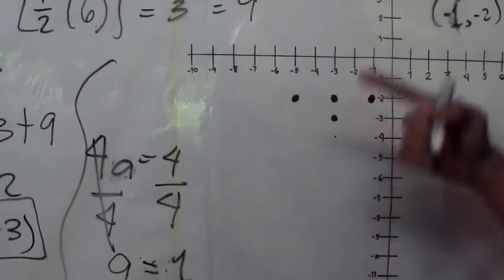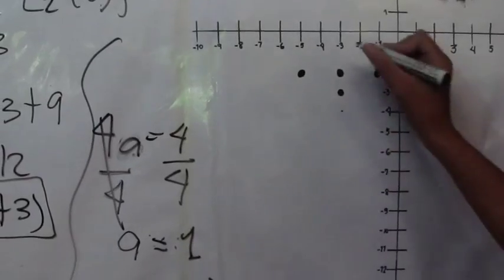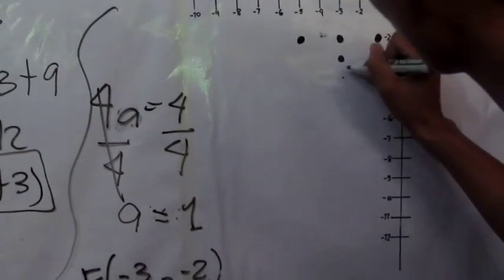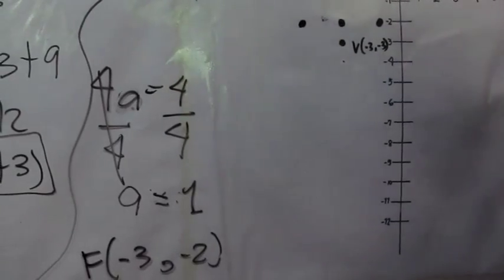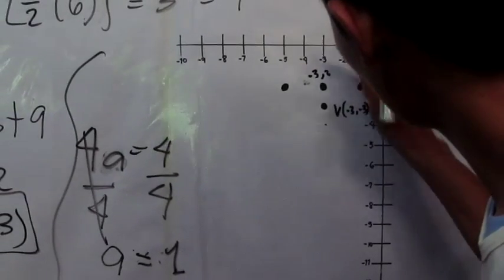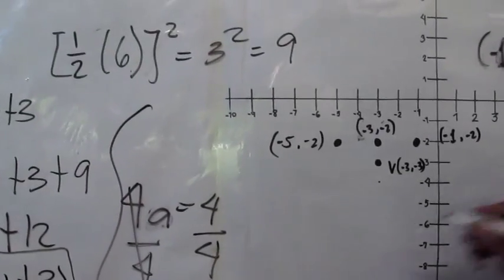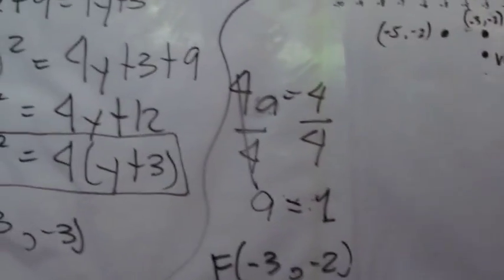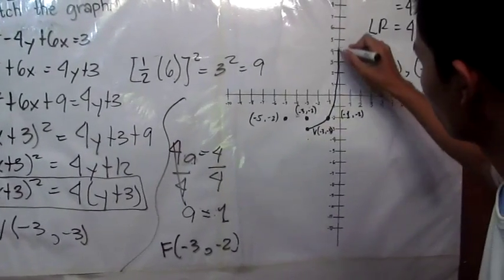Okay, to make it clearer, let me label the following points. This is the vertex. Our vertex here is negative 3 and negative 3. And then our focus is negative 3 and negative 2. Okay, and then we're going to graph our parabola using these provided things. So our parabola opens upward.